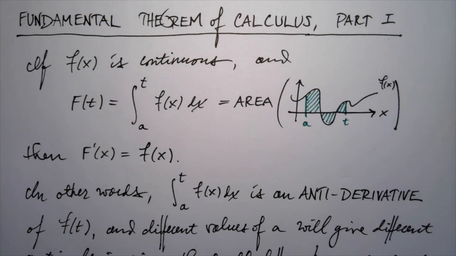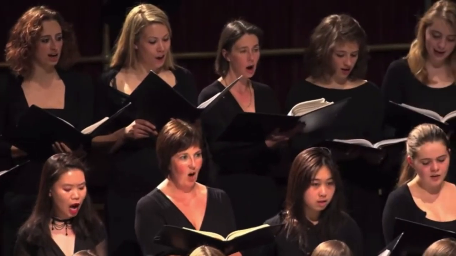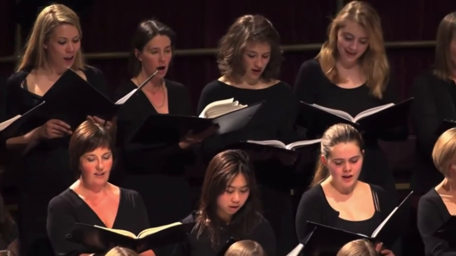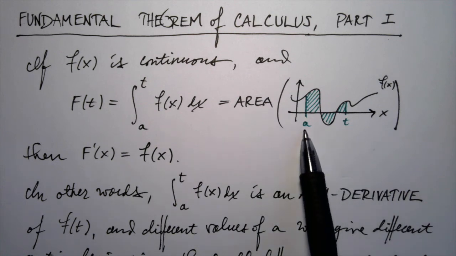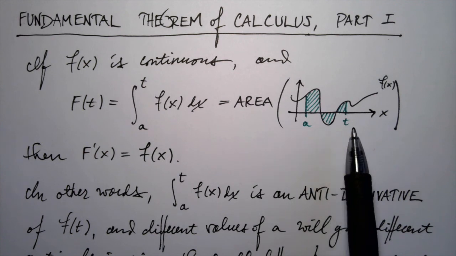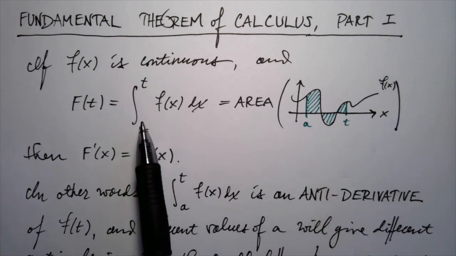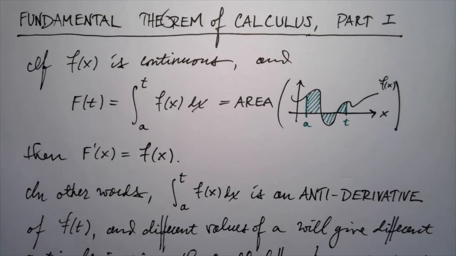The first part of the fundamental theorem of calculus says that if we take a continuous function f of x, and then we look at the area accumulation function, starting at some x value a, and then accumulating area all the way out to some other x value t, and keeping track of that integration from a to t as a function of t, let's call it capital F of t, then this function, capital F, its instantaneous rate of change is the original function f. In other words, using the variable name x, F prime of x is f of x. That's what the fundamental theorem of calculus, part 1, says.